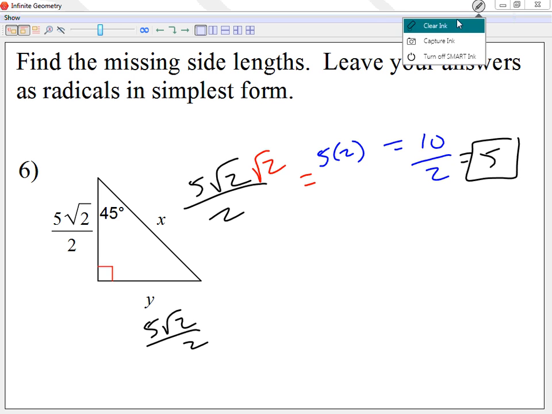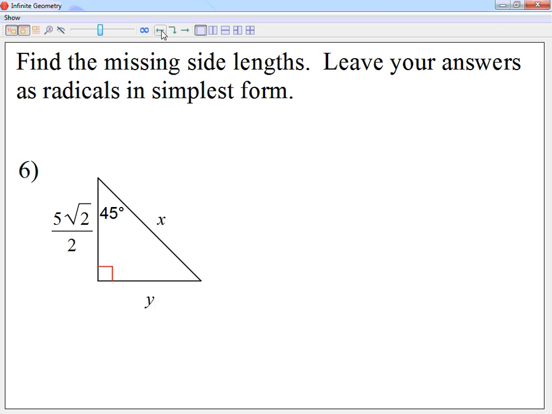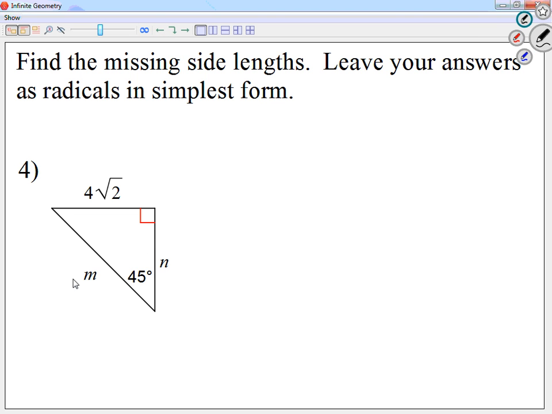Number 4. Oh, hold on. Number 4, you said M? 8? Yep, that's what you get, because it's 4 radical 2 times radical 2. That's 4 times 2, which is 8. Okay. Any other questions up until 12?